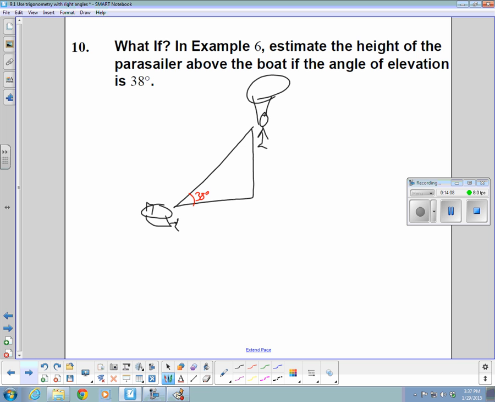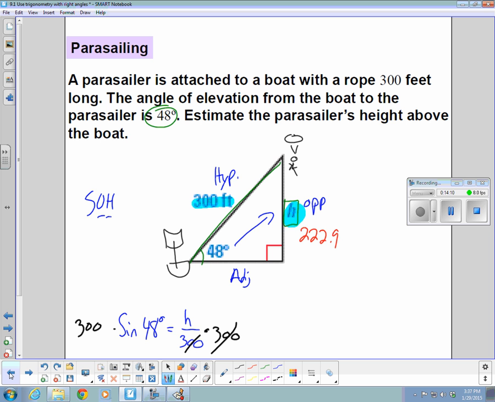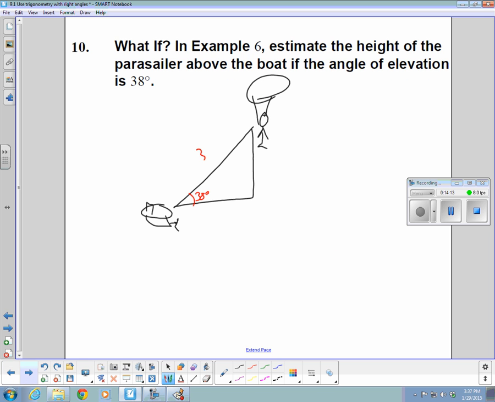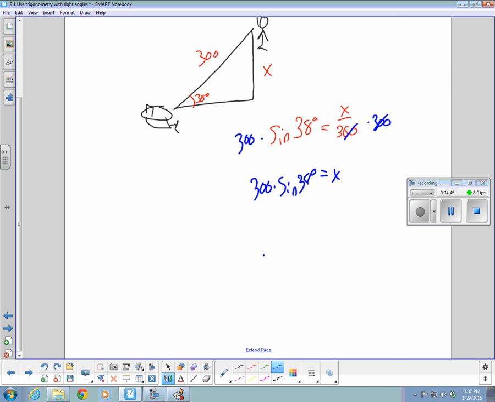We know the rope is still, how far was it? It was 300 feet. The rope is still 300 feet. We want to know how high above the boat. So, again, that's sine. So sine of 38 degrees is going to be equal to x over 300. Multiply both sides by 300. That gives you, these cancel. x equals 300 times the sine of 38 degrees. Okay, type that in your calculator.